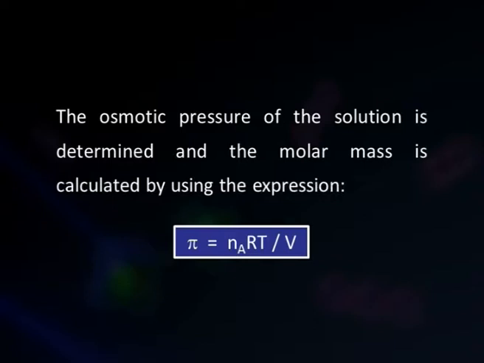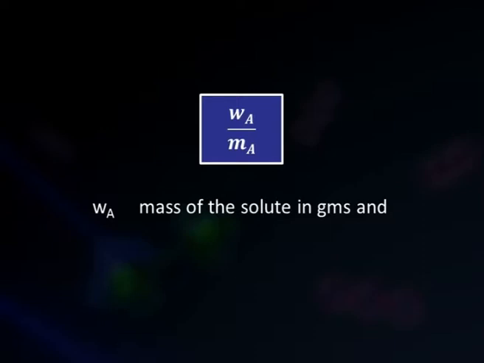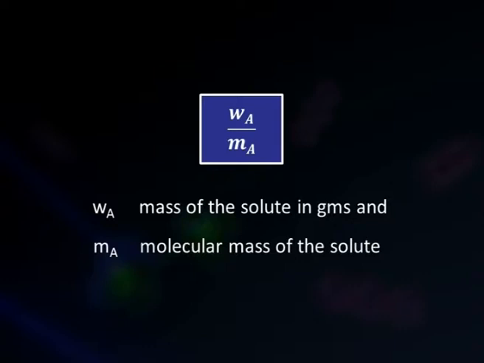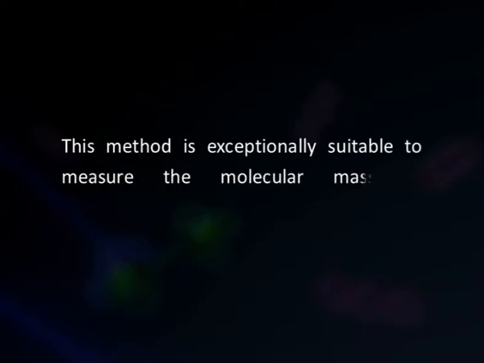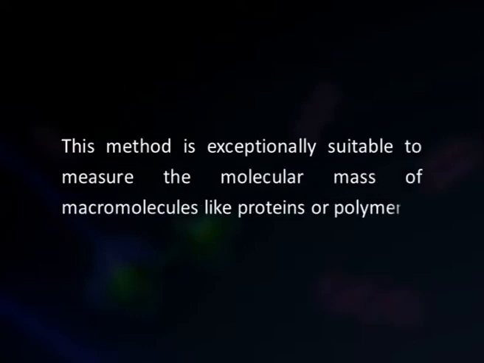Here nA is the number of moles of solute, R is gas constant. In case of solution, R can be replaced by S. T is temperature in Kelvin and V is the volume of the solution in liters. nA can be calculated as WA upon MA, where WA is the weight of solute and MA is the molecular mass of the solute. This method is exceptionally suitable to measure the molecular mass of macromolecules like proteins or polymers.